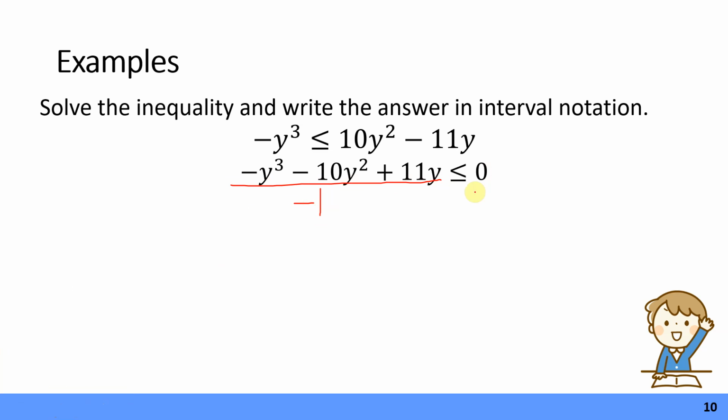Now, what I do to one side, I have to do to the other. So I'm going to divide by negative 1. Now, hopefully, you remember this. What happens when you divide by a negative 1, or by a negative number? This is what happens.